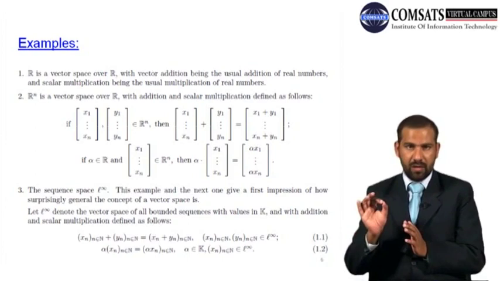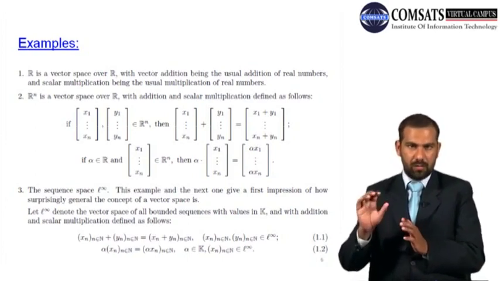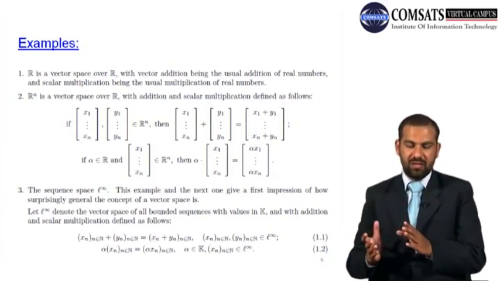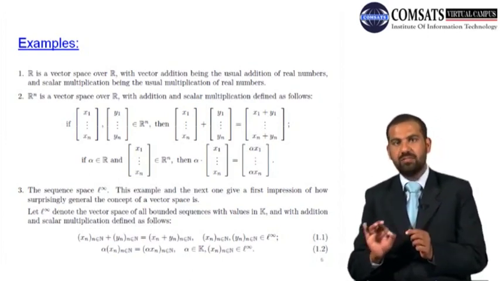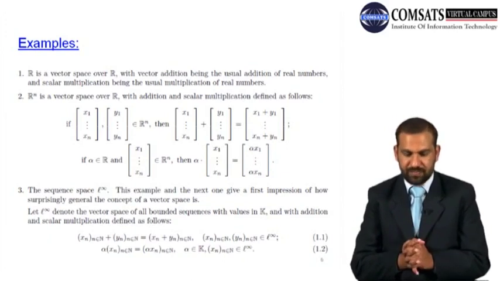Every element, every component, because it is an n-tuple. R^n is an n-tuple, so it has n components. So every element must be multiplied by the value of alpha.